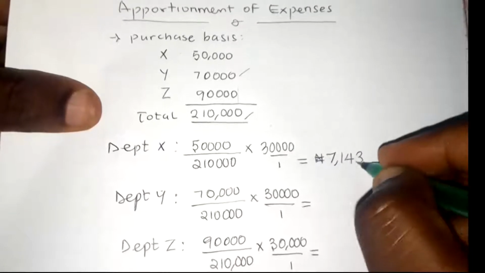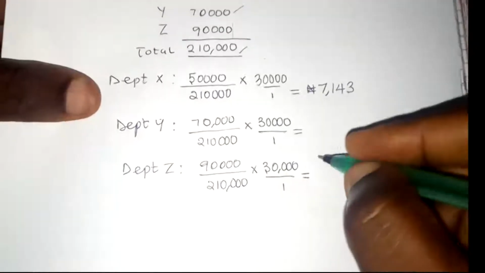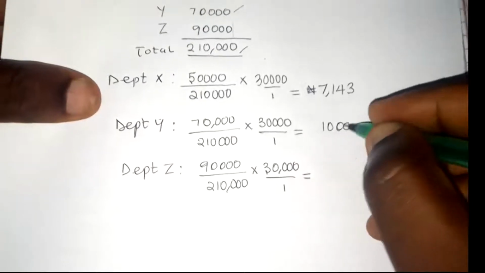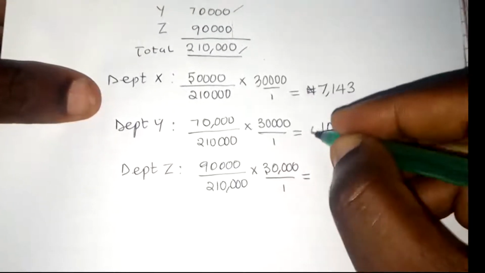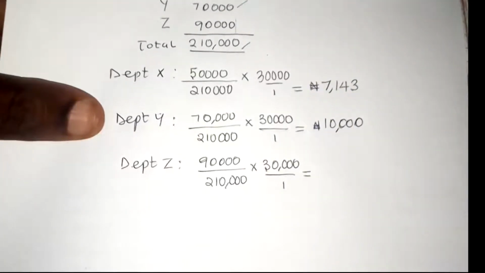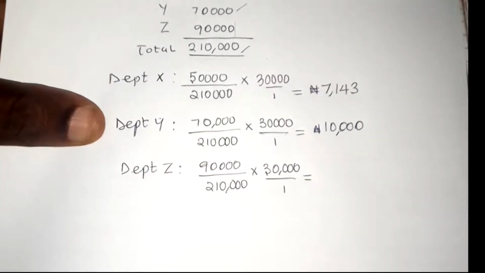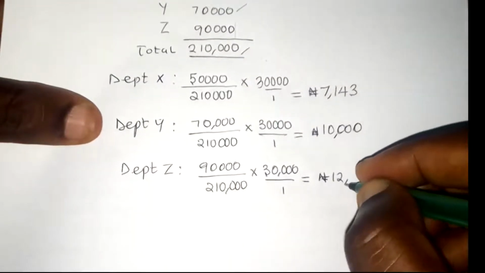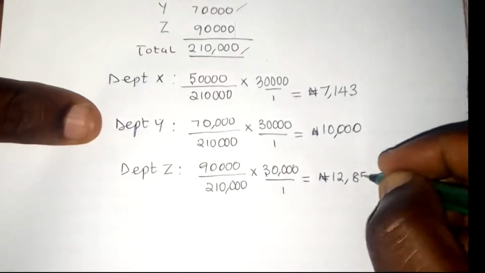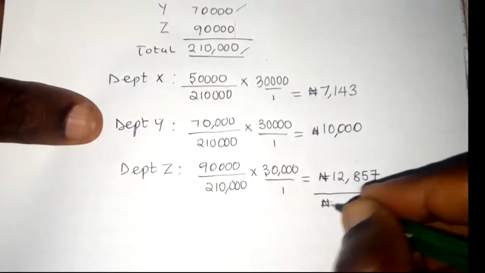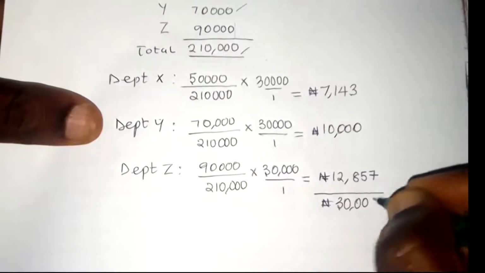So this is what we call apportionment of expenses. We have been able to apportion this 30,000 naira amongst the three departments. That is apportionment of expenses. This 30,000 naira is common to all these departments, so you should take note of that. So this is the A part.